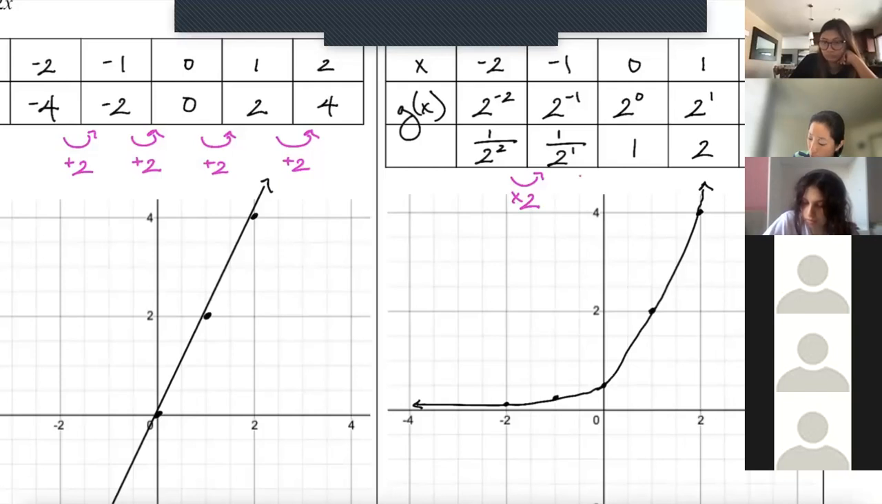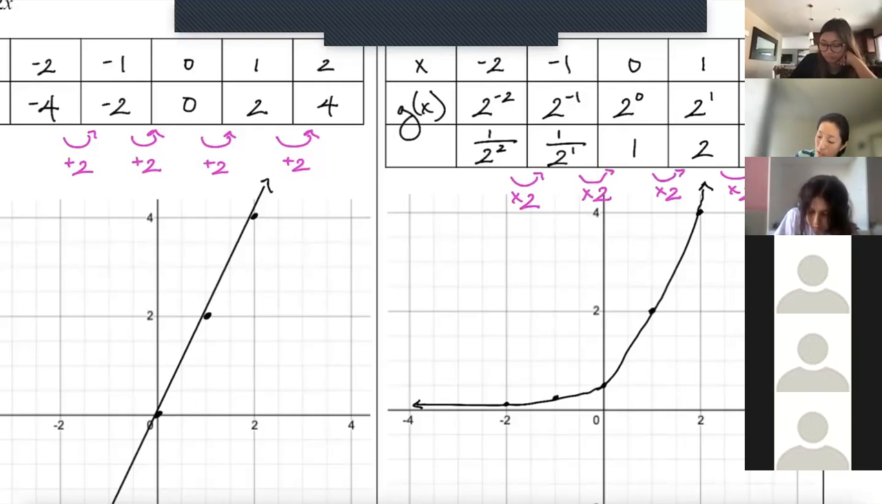If I have 1 and I times 2, I get to 2. If I have 2 times 2, I end up with 4. Okay. So one of the things we want to be really careful about as we're looking for patterns is we don't want it to just work for one case. We want it to work for the entire function.